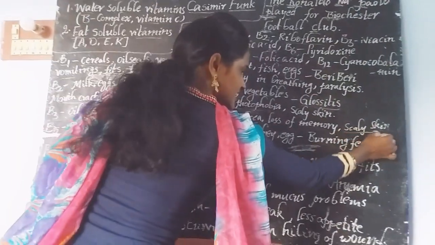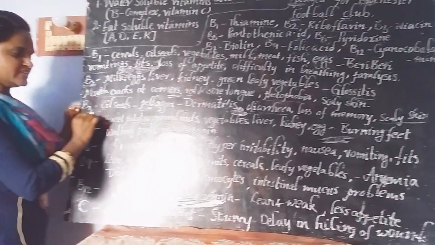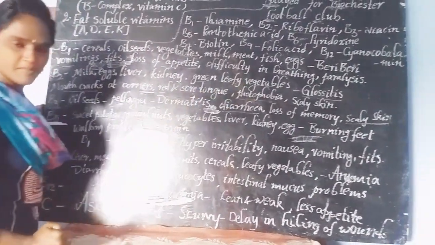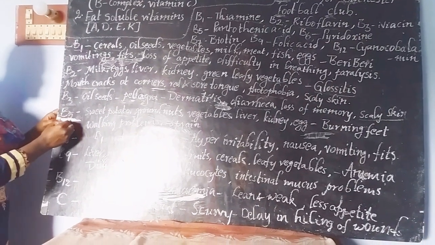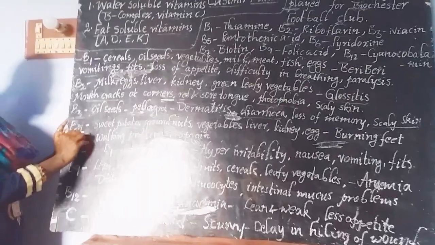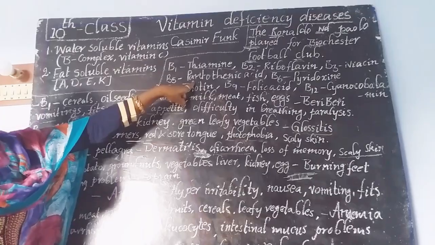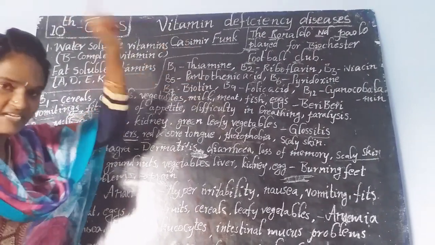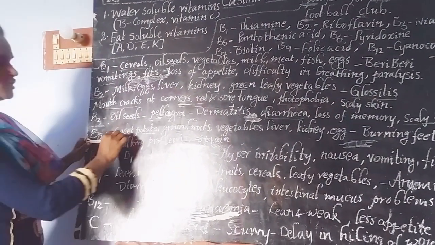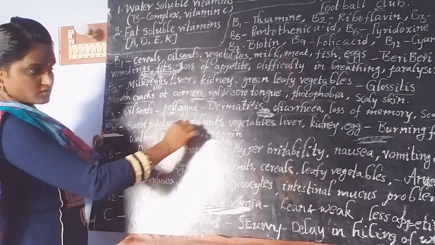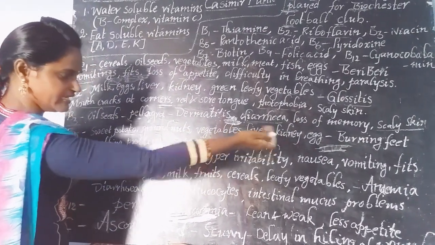Then see here, scaly skin. As with B2, because of B3 and the disease pellagra, here also we may find scaly skin. Then move to the next vitamin, that is vitamin B5. What is the scientific name of vitamin B5? See here, pantothenic acid. Then what are the sources of this vitamin? See here: sweet potato, groundnuts, vegetables, liver, kidney, eggs.